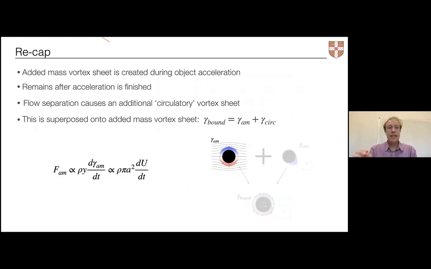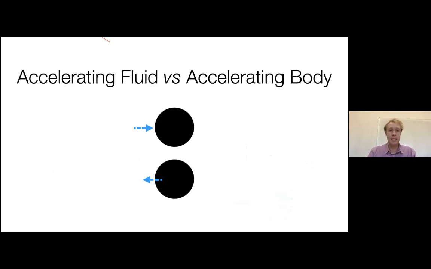Now, let's take a look at this added mass vortex sheet a bit more, because I said we could link it to the force that is created when it changes. So what happens if it's not our body accelerating, but it is instead the fluid accelerating? Where we know we have an equivalent force plus a buoyancy force. But really the question is, is the origin of this force the same?